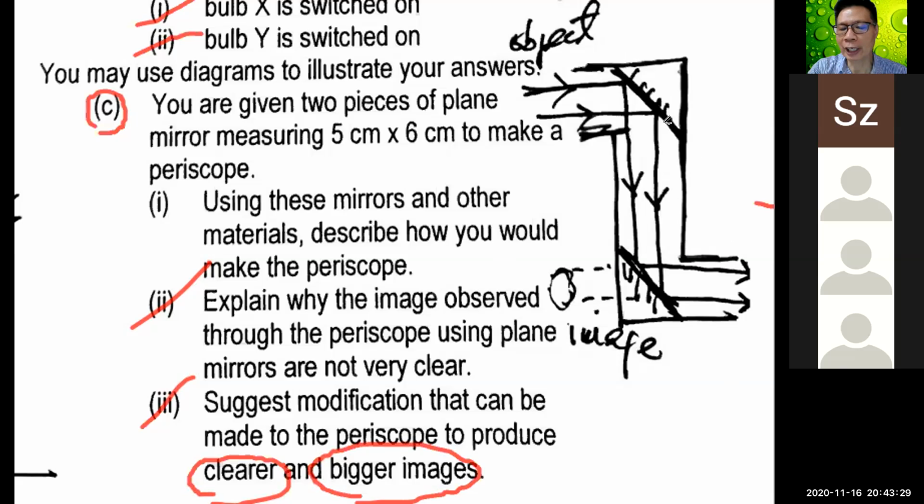Glass prism. Yes, correct. So for the first answer, you write like this: replace the plane mirror by using a glass prism. Replace a mirror by glass prism. G-L-A-S-S, glass, P-R-I-S-M, prism. Okay?